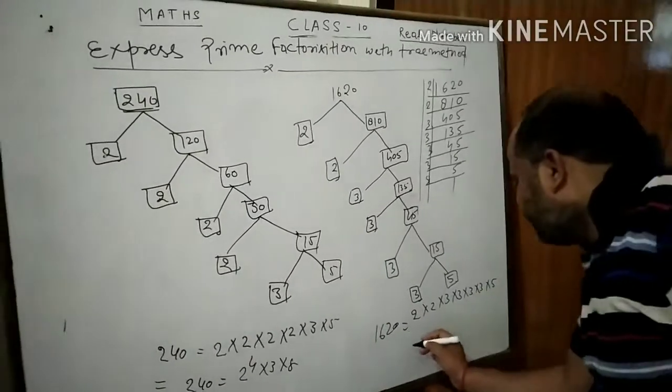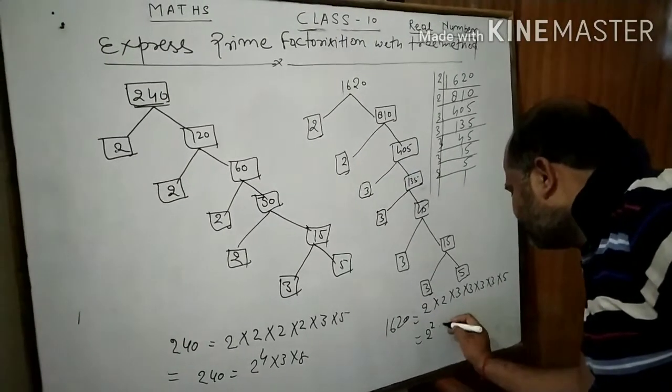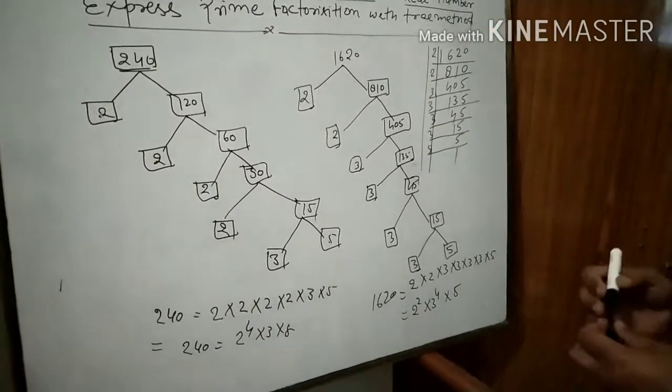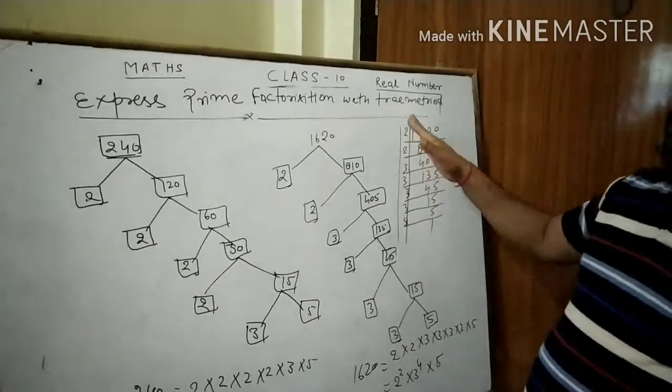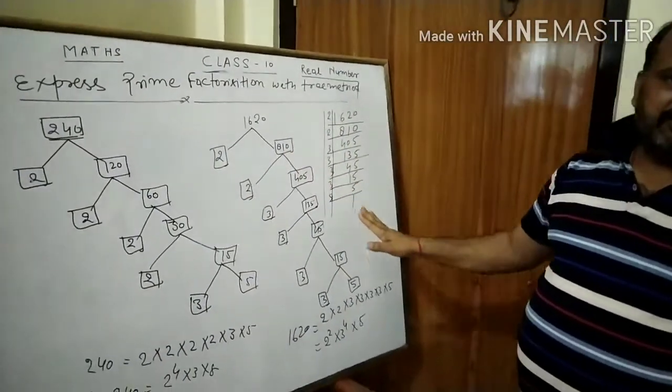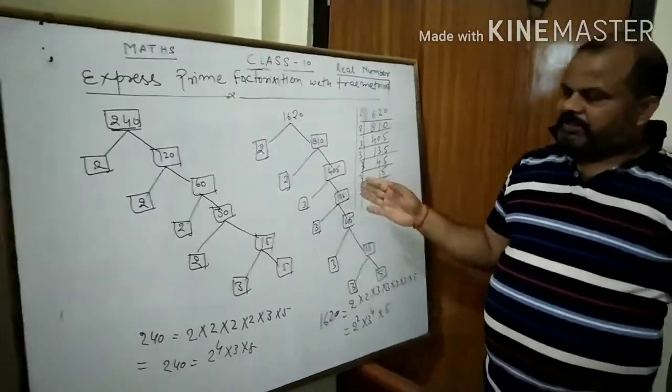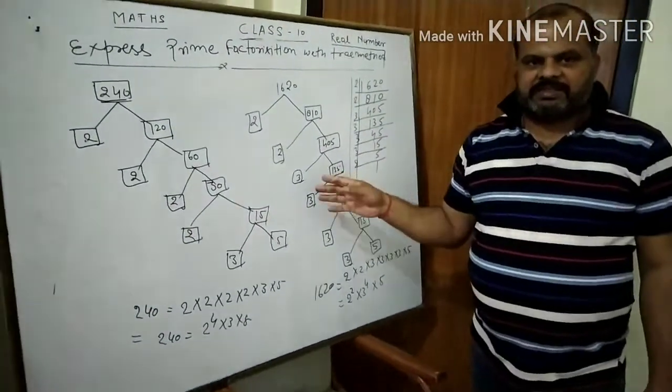Clear? Then it is written as 2 to the power 2 into 3 to the power 4 into 5. This is called the fundamental theorem of arithmetic. Is that clear? You can complete it from the book and exercise.